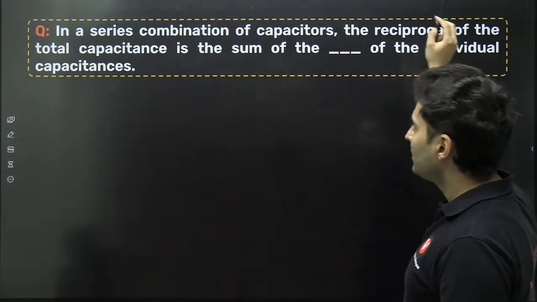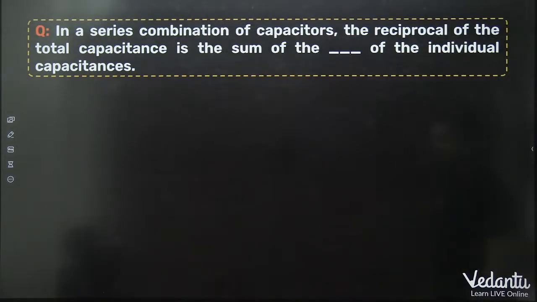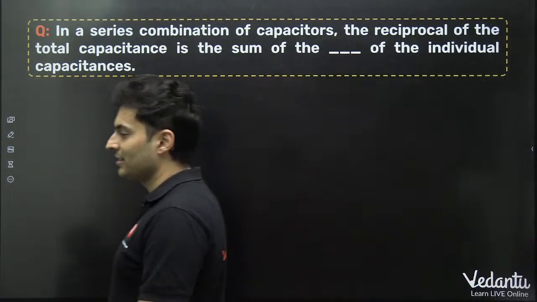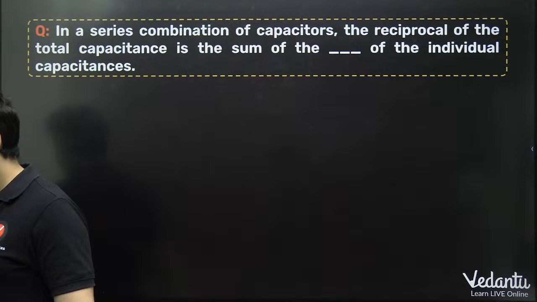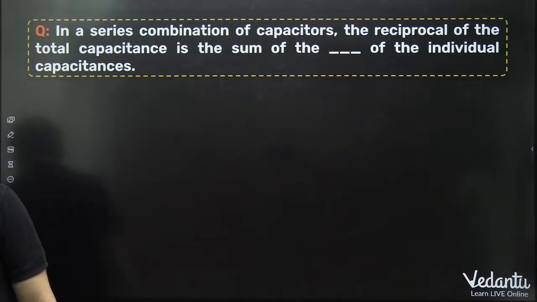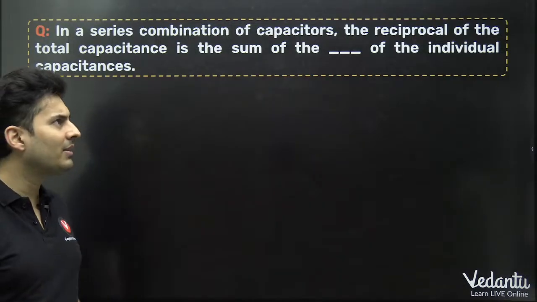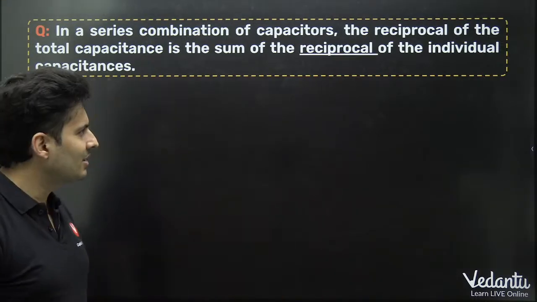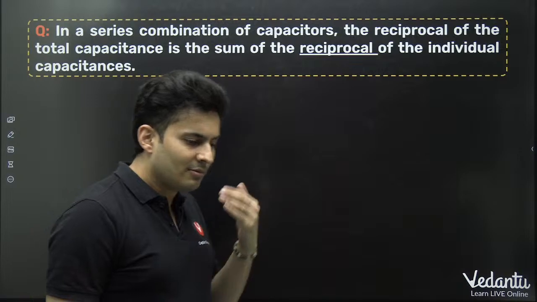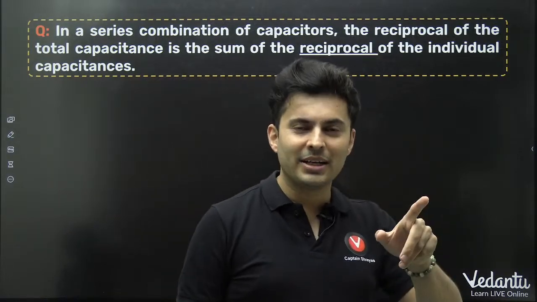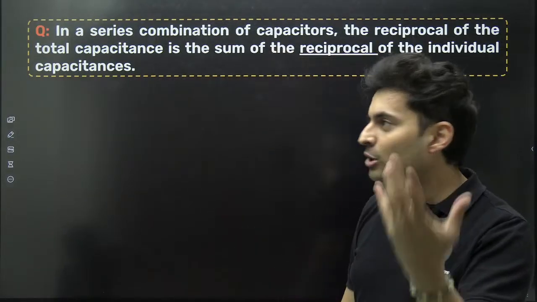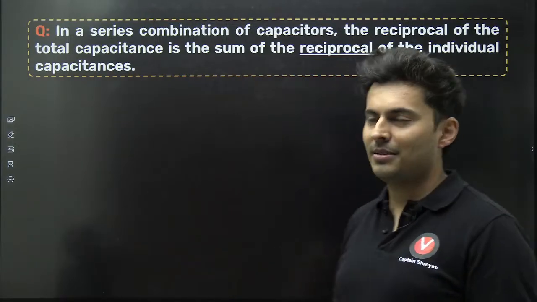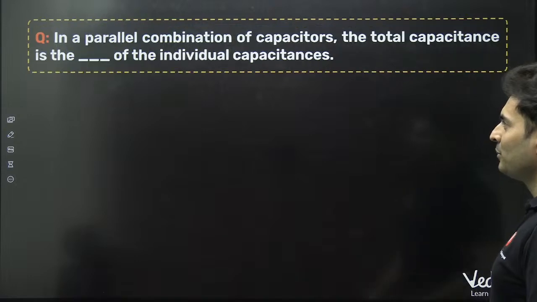Series combination: the reciprocal of the total capacitance is the sum of the dash of the individual capacitances. A very simple word. What should be filled in the blank? The sum of the reciprocals, right? 1 by C1, 1 by C2, 1 by C3. You take the sum of them, and you get the reciprocal of the total capacitance. As simple as that.